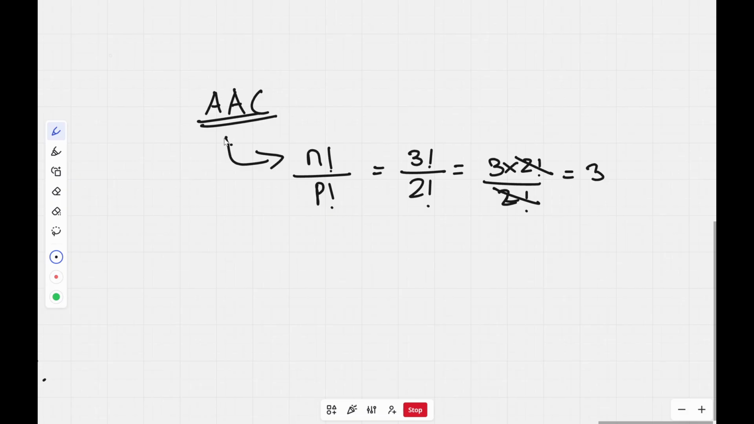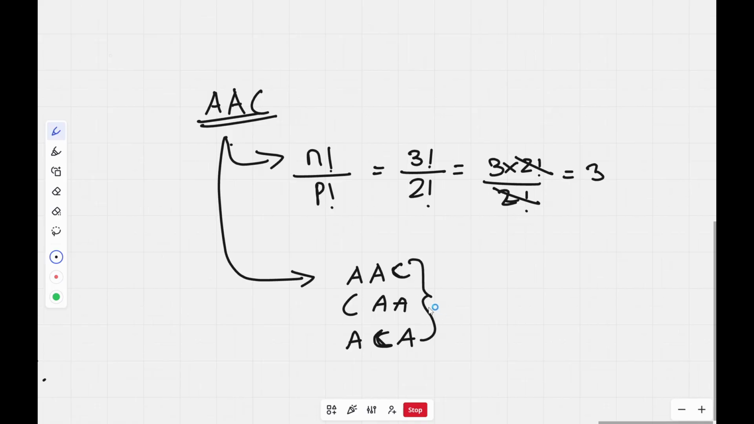Now let's actually calculate it for verification. I can write it firstly arranged like this, then we can arrange it like this, and then we can arrange it like this. Now there's no other way to arrange them. We cannot replace this A and keep this A here, because that's basically the same thing.